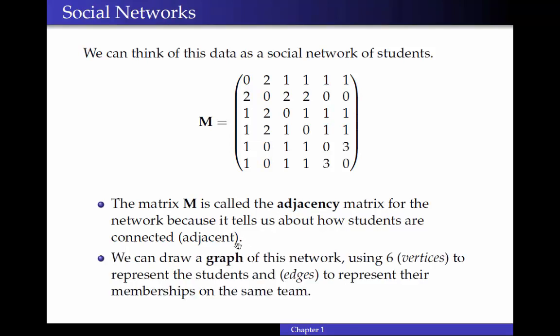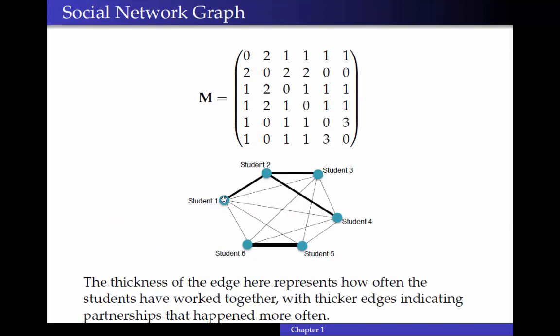And we can draw what's called a graph of this network using 6 vertices to represent the students and some edges to represent their memberships on the same team. So a graph in this context is what you may already refer to as a network. It is a group of, these are called vertices or nodes, and they're connected by lines or edges. And we can let the thickness of the edge represent how often the students have worked together. So thicker edges here represent partnerships that have happened more often.